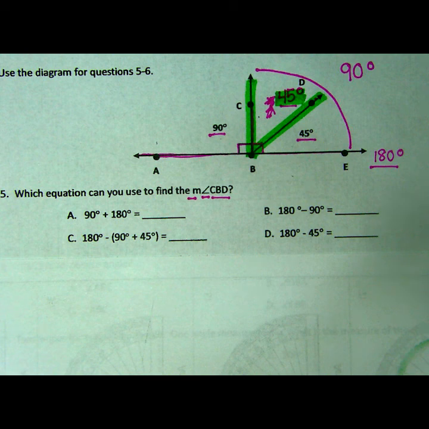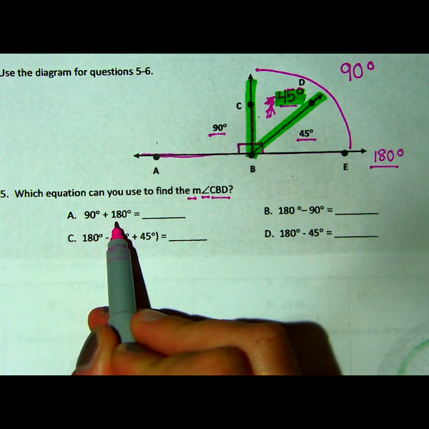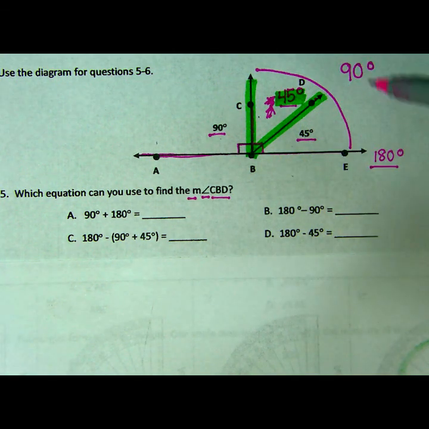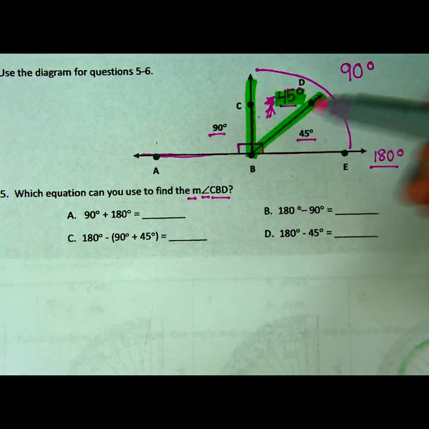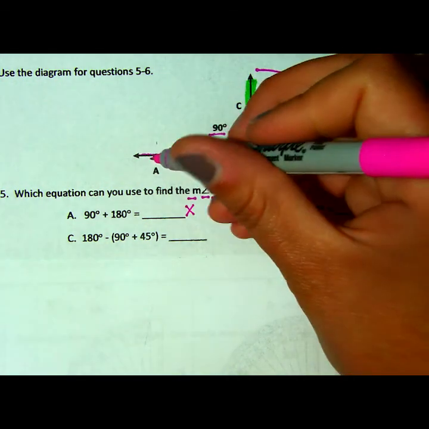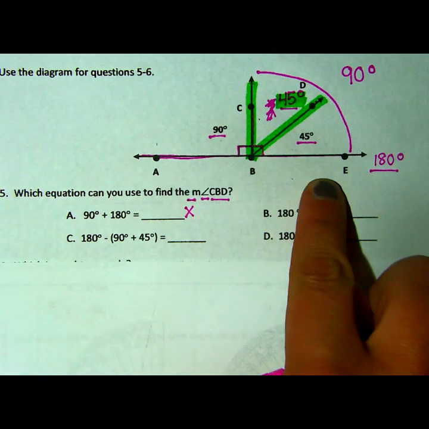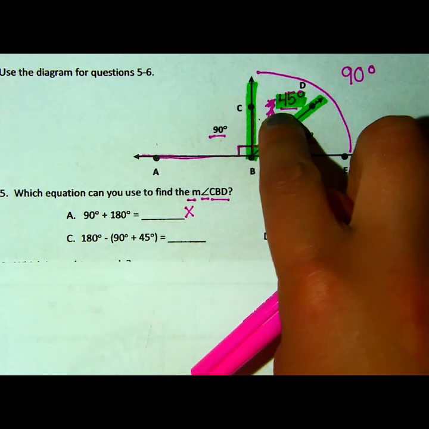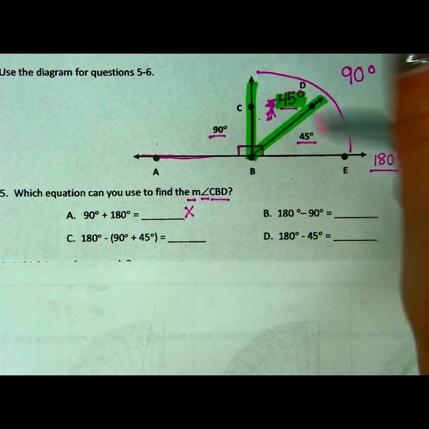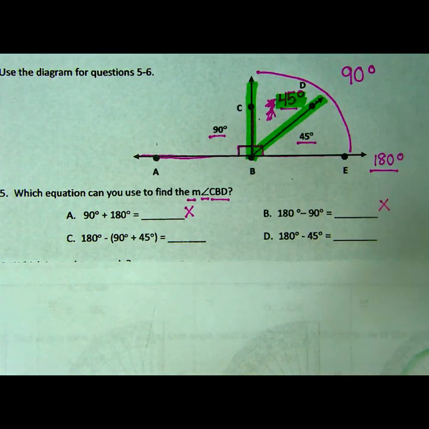Let's look at our answer choices. Is it 90 plus 180? That doesn't really make any sense. I don't know why you would add 90 plus 180 to find this angle measure. So A is incorrect. What about B? 180 minus 90. Well, they're saying you would take this straight angle and subtract this entire thing to find this angle measure. That wouldn't make any sense. You're not going to take away 90 because then you'd be left with just this other half. So B does not make any sense.